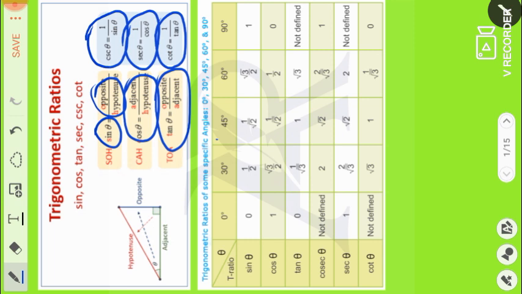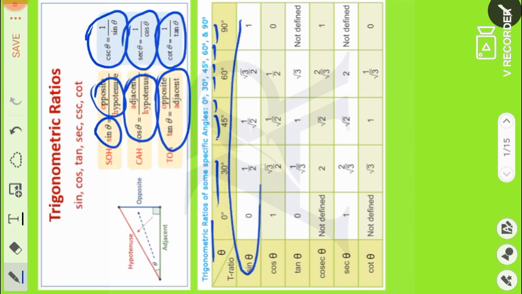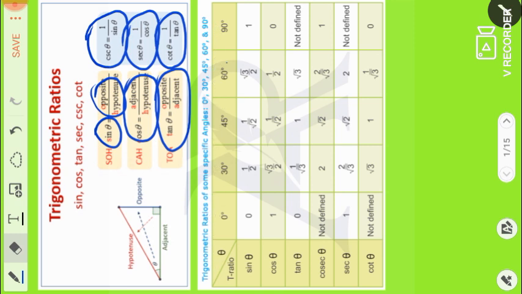I'll show you later. Now, let us learn trigonometric ratios of some specific angles, that is 0 degree, 30 degree, 45 degree, 60 degree and 90 degree. In order to remember this, it is compulsory for you to remember the first row, that is the values of sine theta for each angle. Sine 0 is 0, sine 30 is 1 by 2, sine 45 is 1 by root 2, sine 60 is root 3 by 2, sine 90 is 1. If you remember these many values, it is pretty sufficient to write the entire table.